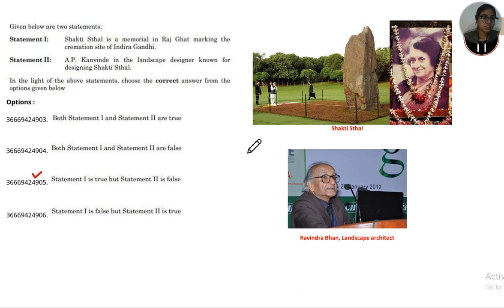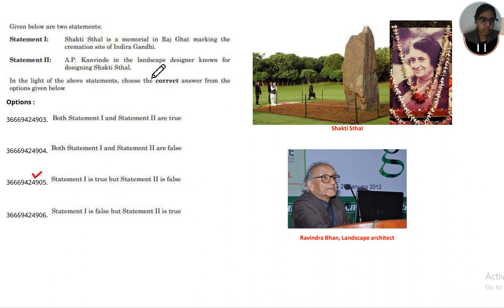Next, you have been given two statements, and in the options you are told that either both statements are true, both are false, one is true and the second is false, or one is false and the second statement is true. Now you have to read both statements very carefully. The first statement says that Shakti Sthal is the memorial in Rajghat marking the cremation site of Indira Gandhi. Second, A.P. Kanvinde is the landscape designer known for designing Shakti Sthal.